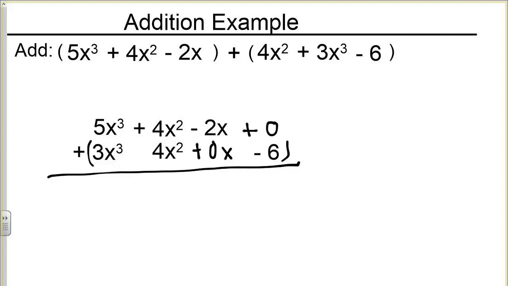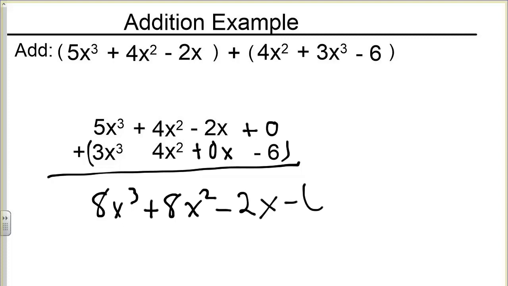5x to the third plus 3x to the third is 8x to the third. 4x to the second plus 4x to the second is positive 8x to the second. And then I've got a negative 2x plus 0x, which is negative 2x. And then 0 minus 6, or 0 plus negative 6, is negative 6. And this right here becomes my simplified addition.